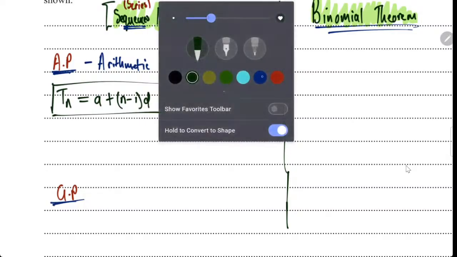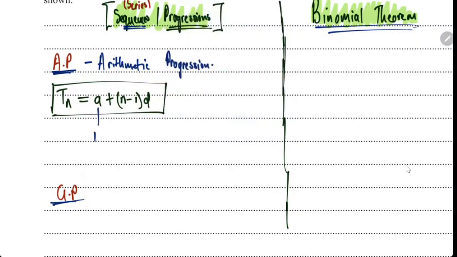So you should know that for AP, first is how do you find an unknown term? An unknown term is a plus n minus 1 d. This you're going to have, okay? This is how you find an unknown term. Now, you must know that a is your first term, the first term in your progression. And then d is the common difference, which means it is T2 minus T1 or T3 minus T2, etc.